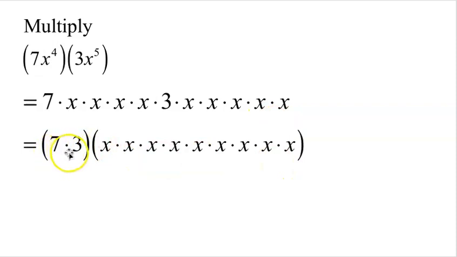So thinking of it that way, 7 times 3, of course, is 21. And all of these x's, how many x's do I have? A total of 9. So we'll have 21x to the 9th as our answer for that one. So that's our strategy for multiplying monomials.